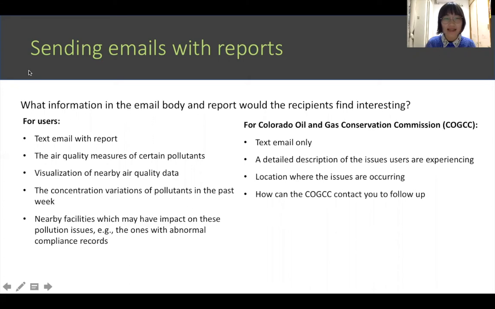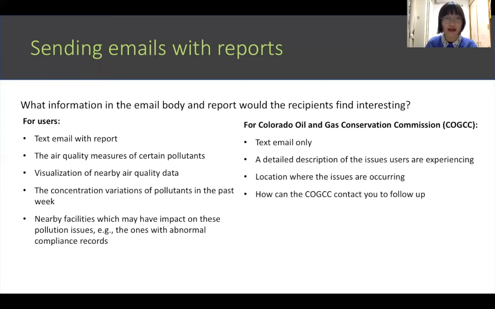Thanks, Laura. And now let's turn to the functionality of sending emails with reports. But before digging into the framework, it's important to know what information to include for the best interest of each recipient. For the user side, the basic information would be various air quality measures of the pollutant. And we suppose that showing the nearby air quality data on a map and plotting the variations of the pollutant concentration in the past week would be helpful. We also find knowing the nearby facilities which may have impact on the issues will help the users to understand the situations around.